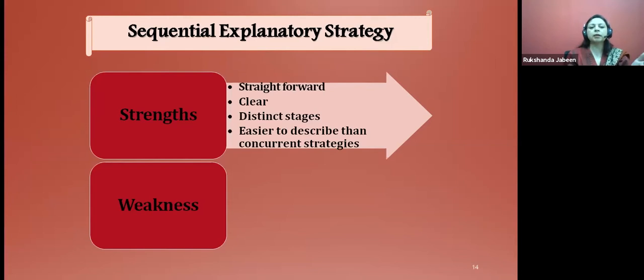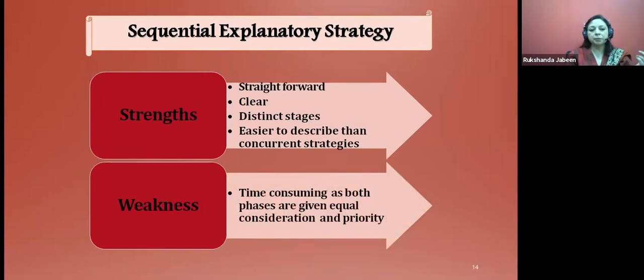You're collecting data on quantitative and then analyzing. Then you're moving towards the quantitative phase. So there are distinct stages. It is easier to describe, very easy, because you can interpret it in your conclusion. But the weakness is time consumption. It takes a lot of time, because unless one phase is completed, you cannot move to the second phase. And no one can say how much time it's going to take. So this is one of the reasons.